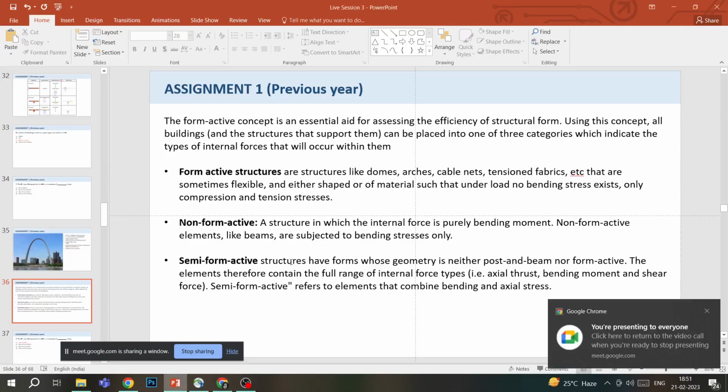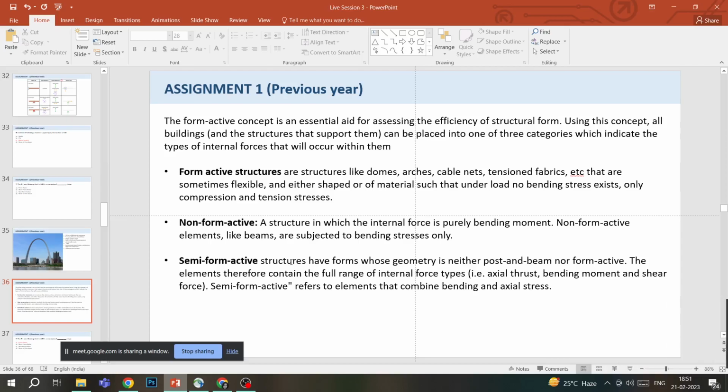There is no bending happening in these kinds of structures. The second category is non-form active. In these structures, the internal force is purely bending. It does not include compression, tension, axial, or any kind of stress or strain. It is purely bending. It just bends. And non-form active elements are basically horizontal elements like beams, slabs, and others.